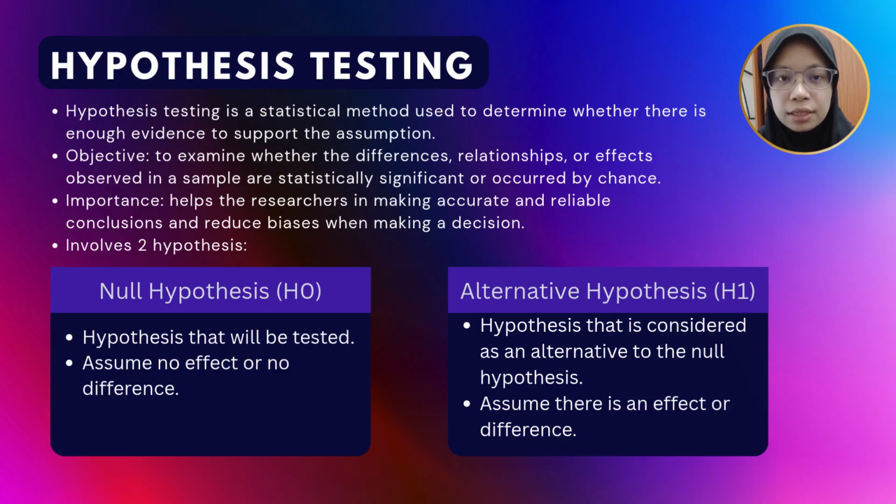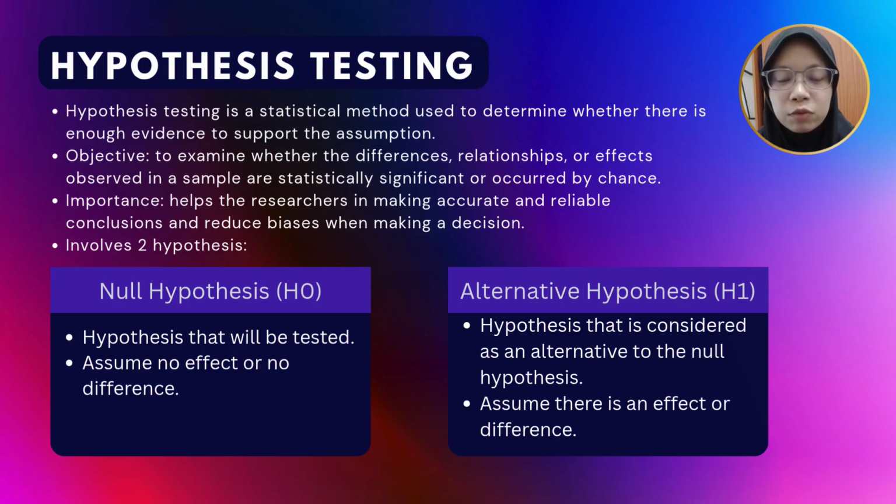Hypothesis testing is a statistical method used to determine whether there is enough evidence to support an assumption. The objective is to examine whether the differences, relationships, or effects observed in a sample are statistically significant or occur by chance. It helps researchers in making accurate and reliable conclusions and reduces bias when making decisions.